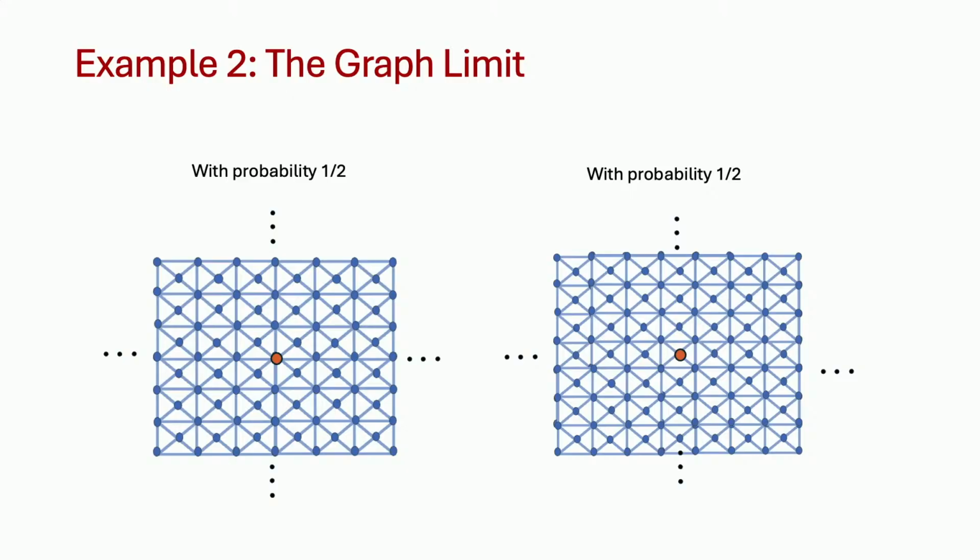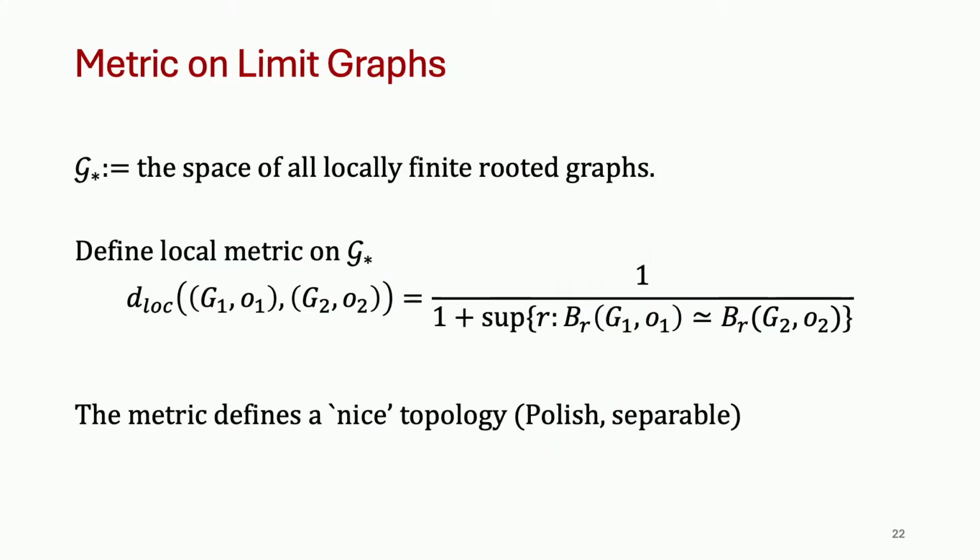Okay? And again, these are simple examples just to give you ideas that the limiting structure is basically a probability measure over all infinite locally finite graphs. And the way that this theory works is that it actually formalizes viewing graphs as this infinite structure by defining a metric space over all these infinite locally finite rooted graphs.